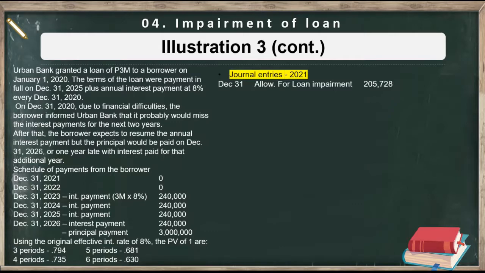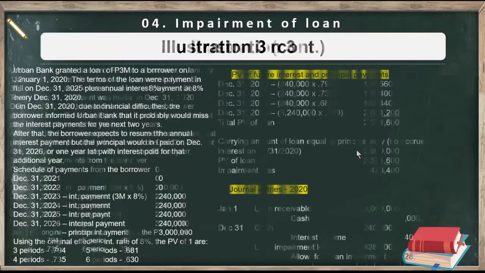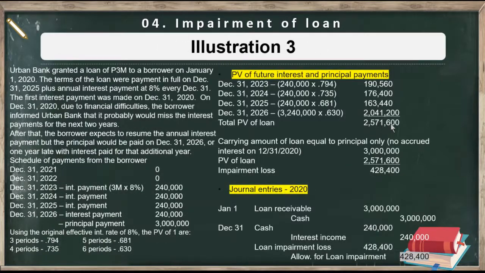So we have December 31, allowance for loan impairment, and then interest income. So this is 2,571,600. So this is our carrying amount of the loan at the end of the year. Right? From 3 million minus 428,400, which is our allowance for loan impairment. So the remaining balance is 2,571,600, which is the present value of the loan.